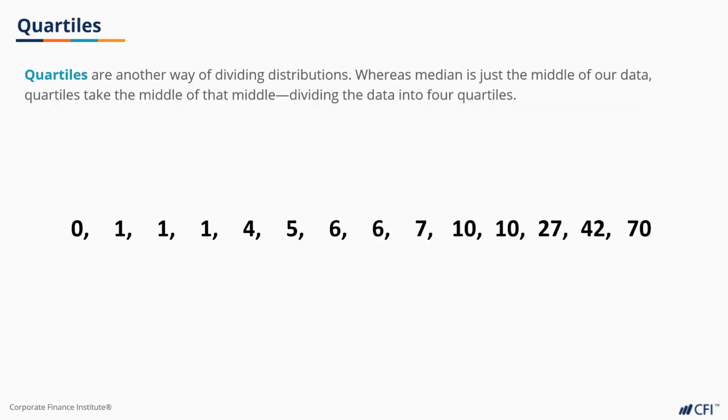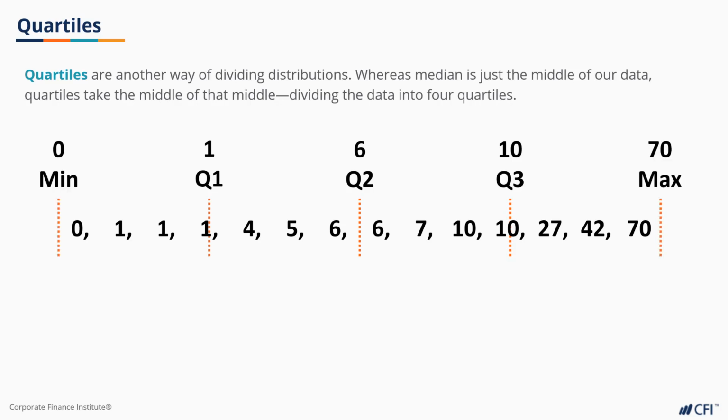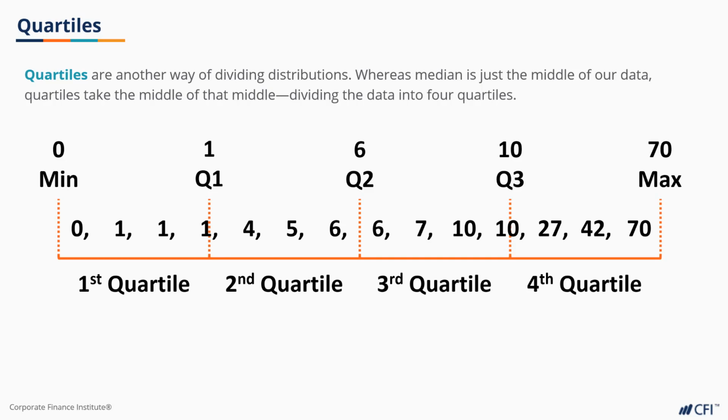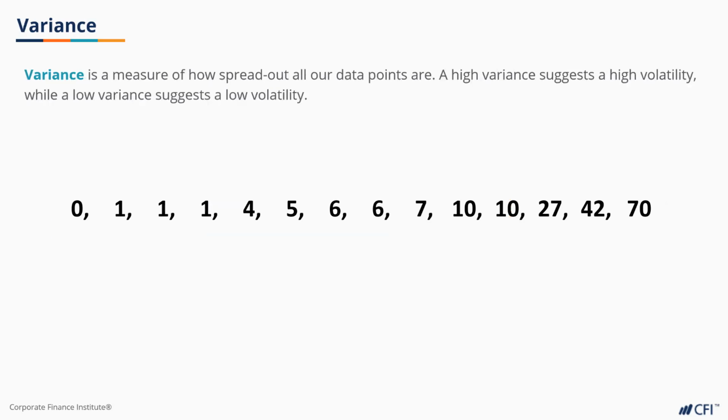Quartiles are another way of dividing distributions. Whereas median is just the middle of our data, quartiles take the middles of that middle, dividing our data set into 4 quarters. This method is popular with economists who use quartiles to study policy effects at different income levels. By looking at changes in income across the first, second, third, and fourth quartiles, they can provide a more nuanced picture of a changing economy, which speaks to the experiences at each quartile.